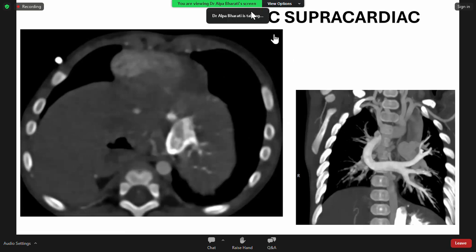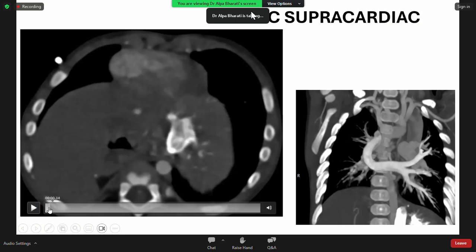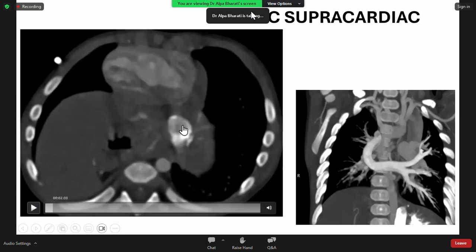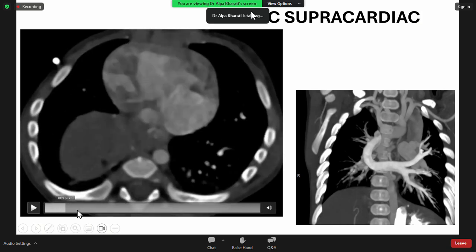This is a case of complex congenital heart disease. Okay, we can look at what we are seeing here. You can see that the IVC is lying anterior to the aorta. This itself goes to tell you that this is going to be a complex congenital heart disease. Okay, so we are now going to look. There are multiple findings in this, but we'll stick to the pulmonary venous anomalies.